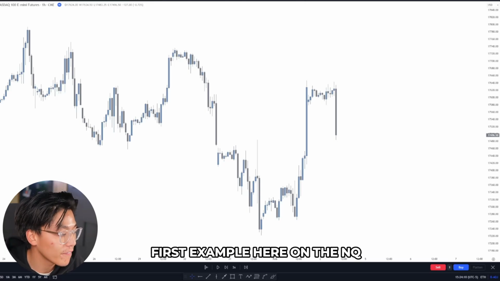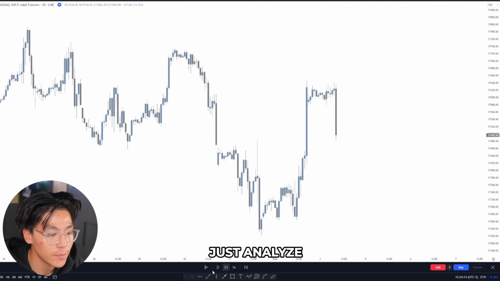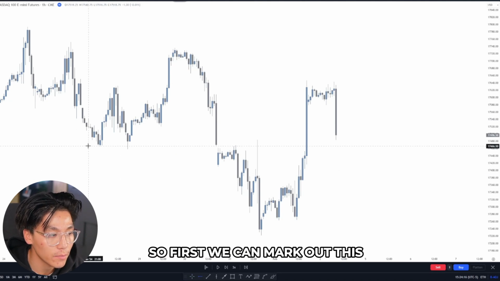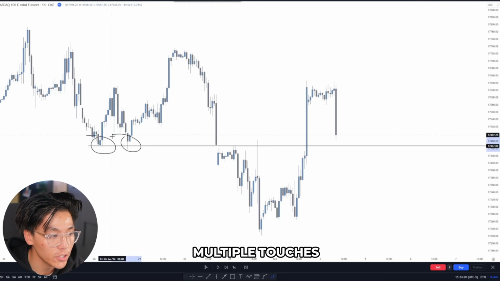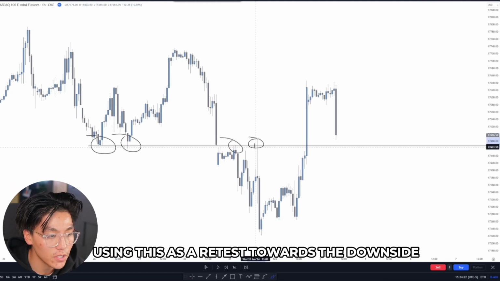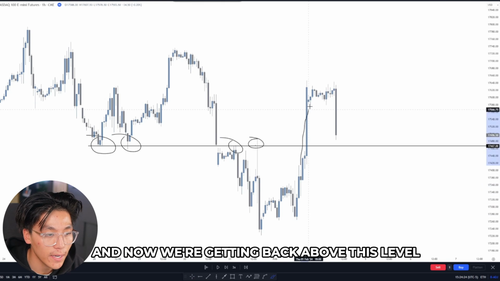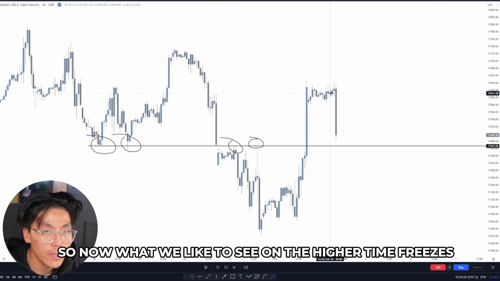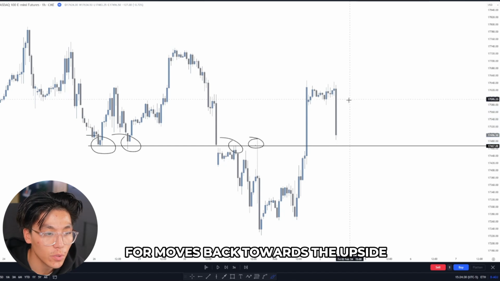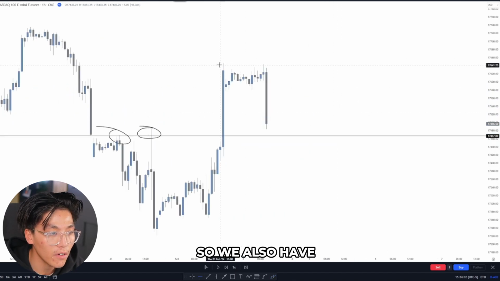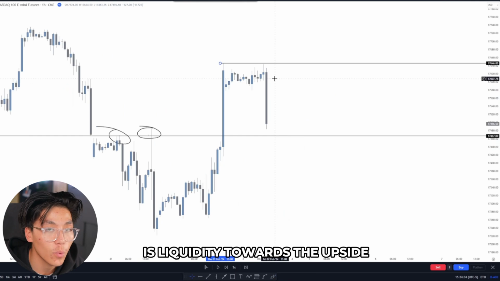Alrighty, so we're on my first example here on the NQ. Let's look at the higher time frames and analyze what's happening. First we can mark out this key pivot level right here. You can see, right, multiple touches. We ended up using this as a retest towards the downside, and now we're getting back above this level. So now what we like to see on the higher time frames is the potential to use this retest level for moves back towards the upside. We also have liquidity towards the upside.